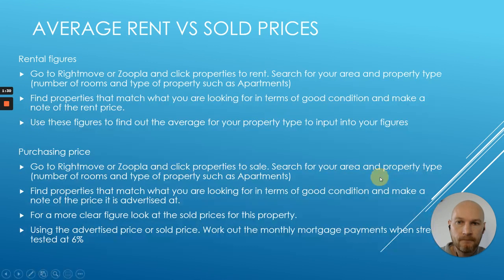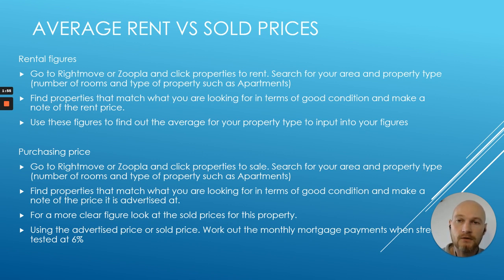So once we've done that, we then need to look at the average rent, like I said. You go to Rightmove, Zoopla, click properties to rent, and you would search for the property type, number of rooms, type of property such as apartments, houses, and you find properties that match what you're looking for in terms of condition and make a note of the rent price. Use these figures to find an average for the properties to put in your figures. So find 5, 10 properties, average it out, get that average figure so you can use that in your figures.